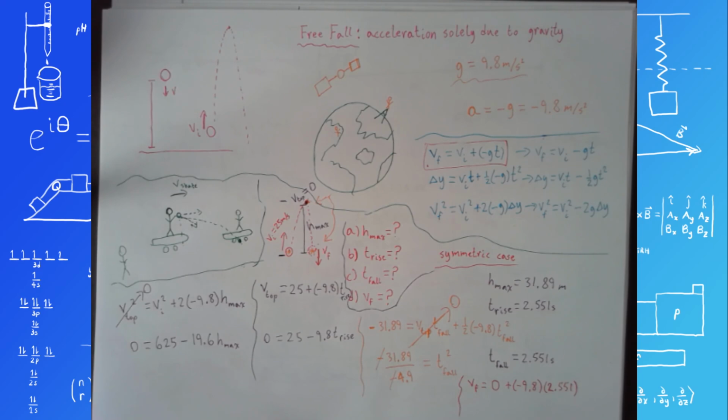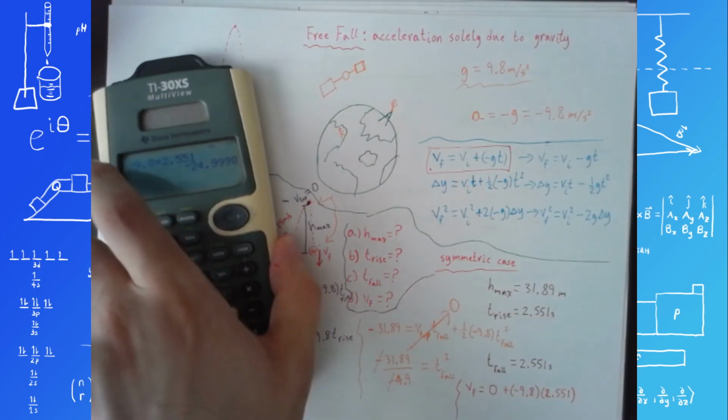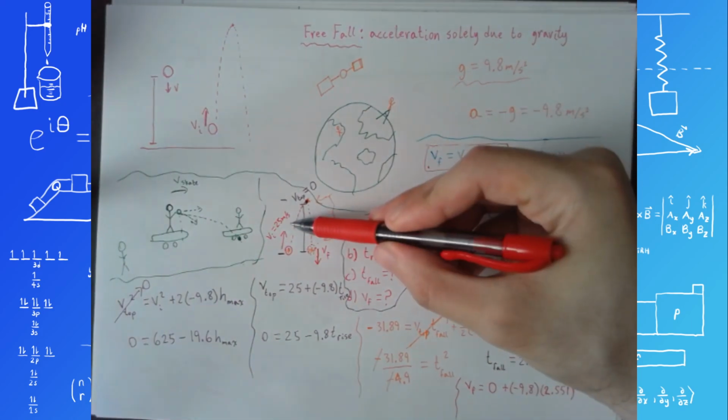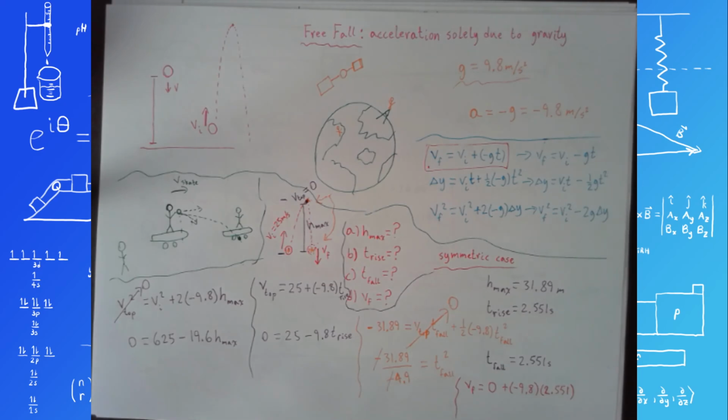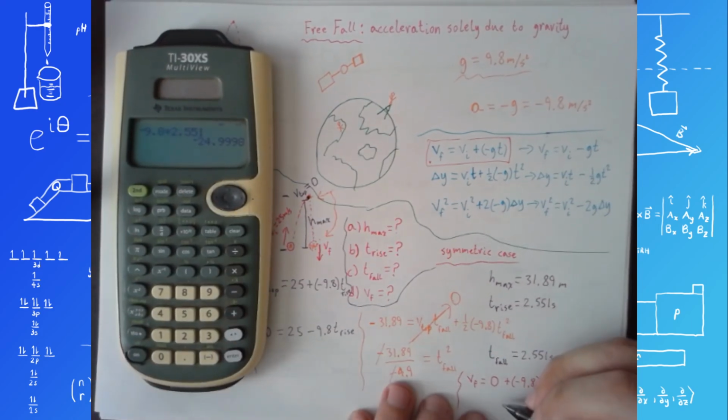Anyway, negative 9.8 times 2.551 gives me negative 24.9998. That looks awfully close to negative 25, which is quite curious because our starting velocity was positive 25. V final equals negative 25 meters per second. I'm just going to go ahead and round it straight up to 25.